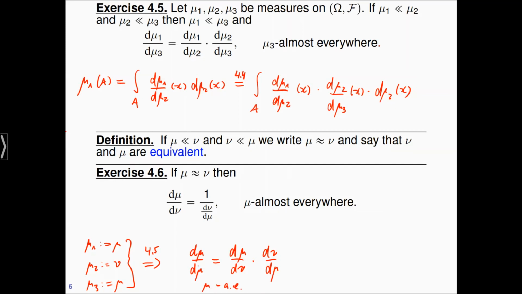Now, what is d mu by d mu? Well, this is of course 1, or at least this is one possible density. The constant 1 function is a possible density of d mu by d mu.